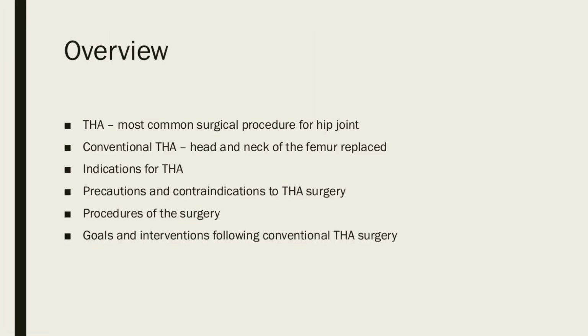Alright, to conclude, THAs are the most common major surgical procedure for the hip, with the anterior lateral preferred for patients with exaggerated hip flexion posture. We went over the procedures for conventional THAs. We also talked about the indications, precautions, and contraindications for THAs, focusing more on the hip precautions. And lastly, we went over some of the goals and interventions, keeping in mind that the ultimate goal is to get the patient back to prior level of function.